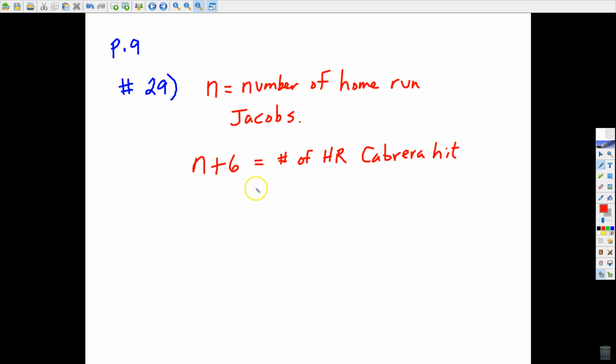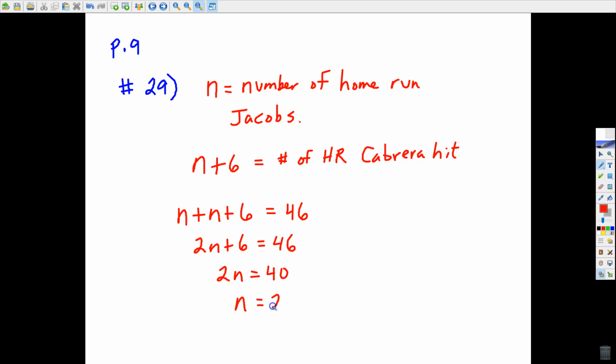Well, combined, they hit 46. Combining implies addition. So let's take the variable that represents Jacobs and the expression that represents Cabrera, add them together, and combine. That total should be 46. So combining like terms, we get 2n plus 6 is 46. 2n, subtracting 6 from both sides, is 40. And so n is 20.